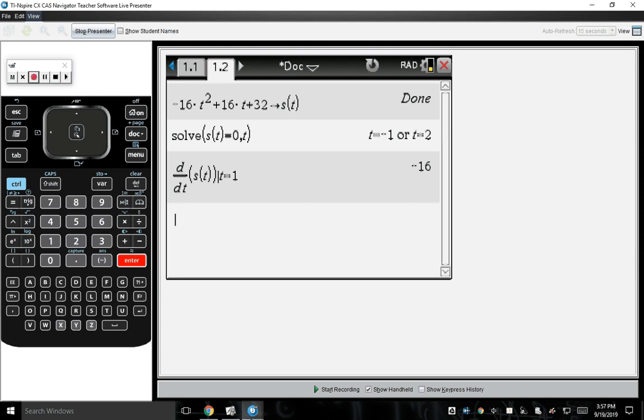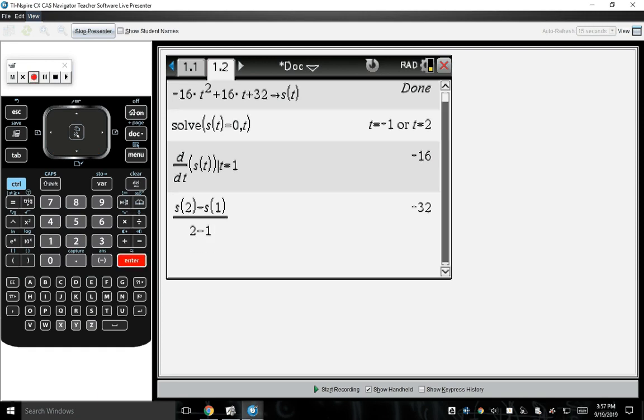And then the last one was, what was the average rate of change? You ready? Here we go. Control divide. S of 2 minus s of 1. Yes, we want to make sure we develop the calculator skills. And you'll get the average velocity was a negative 32 feet per second.